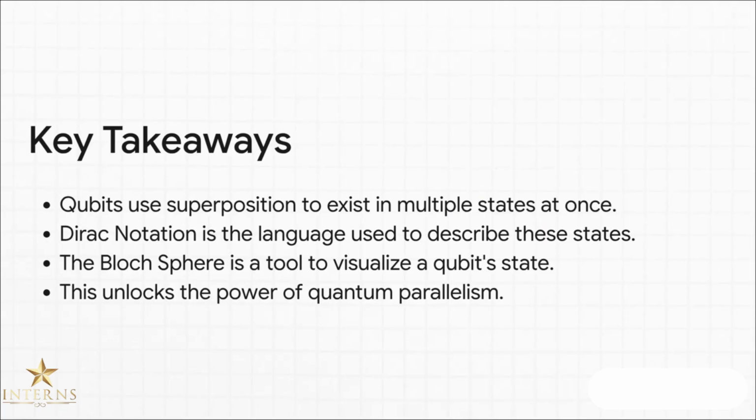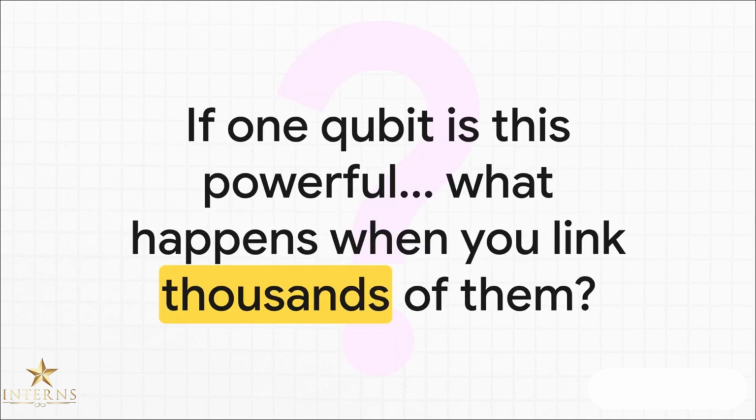Okay, so let's do a quick recap. What are the big things to remember? Qubits use superposition to exist in a blend of states. We use that special language, Dirac notation, to describe them. We can visualize all their possibilities on the Bloch sphere. And all of this together unlocks the incredible power of quantum parallelism. You know, we've really only just scratched the surface of what a single qubit can do. So I'll leave you with this question to chew on. If one qubit is this powerful, what happens when we link thousands or even millions of them together? The possibilities are truly mind-boggling. And that is the incredible promise of quantum computing.